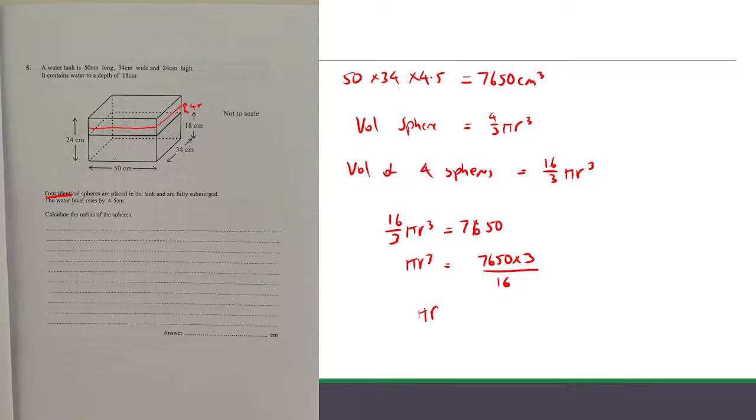So pi r cubed is equal to a decimal 1434 dot dot dot. If we divide that by pi, that will give me r cubed, which is 456.6 dot dot dot. And then to find the radius, all we do is we cube root that, and that gives me 7.7 centimeters to 1 decimal place. So that's the radius of 1 sphere.